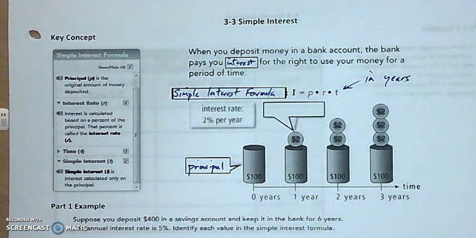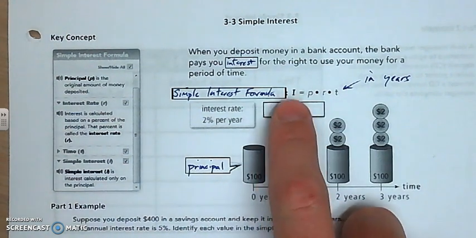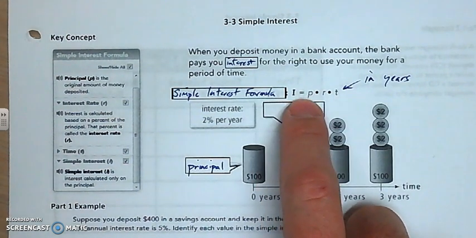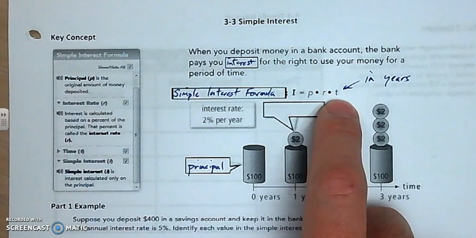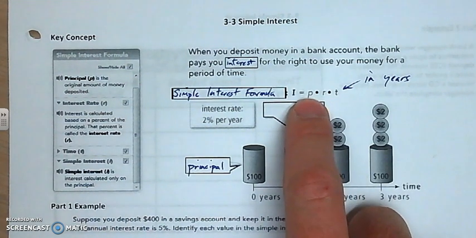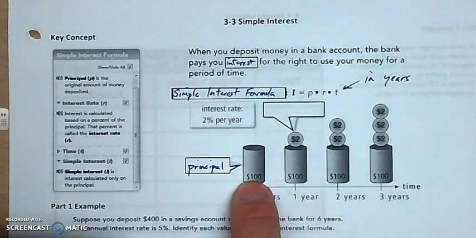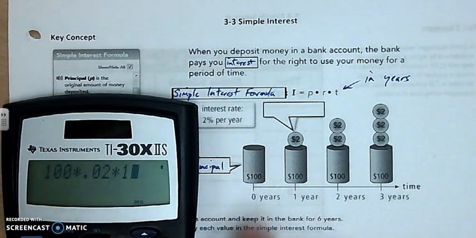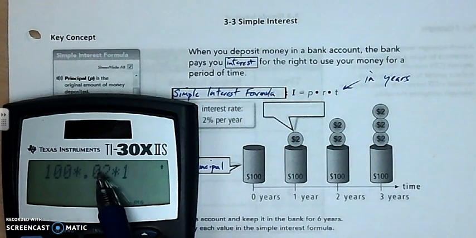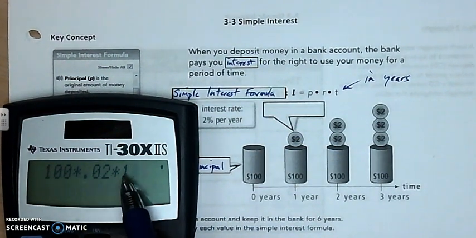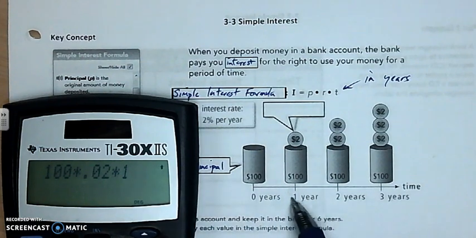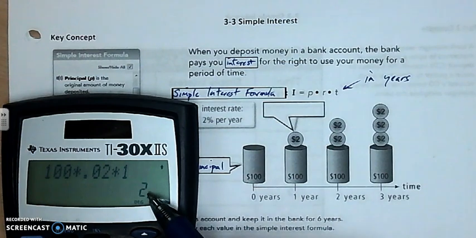So here's the situation. We've got our interest being equivalent to the principal times the rate times the time. So our principal was 100. We're going to take a calculator here, and P is right here. So this is the principal. We're going to multiply it by the rate, which is 2%, which is 0.02. And then we're going to multiply that by the number of years, which will be, for this situation right here, 1 year. And if we press enter, we find out that's $2.